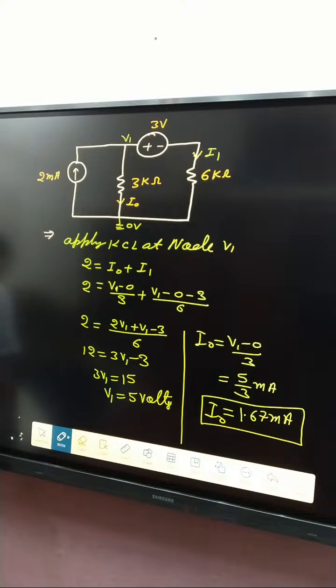If anyone faces a problem with today's topic, nodal analysis, a simple problem, or any doubt corresponding to nodal analysis, then tell me, sir, and I will explain that part. I hope it is clear.